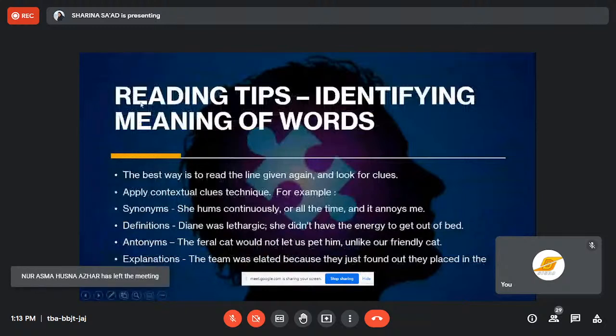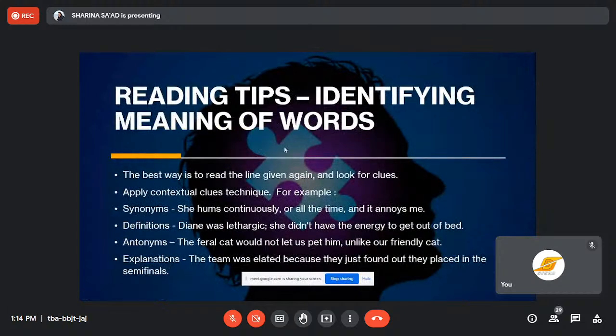Okay, so now I want to give you tips on how to identify word meanings. Okay, I think most students have a problem answering the meaning of the words, to identify the word meaning. You have to use contextual clues. You have learned this when you were in EL Diploma Semester 2, ELC 151. Okay, you have to use contextual clues.